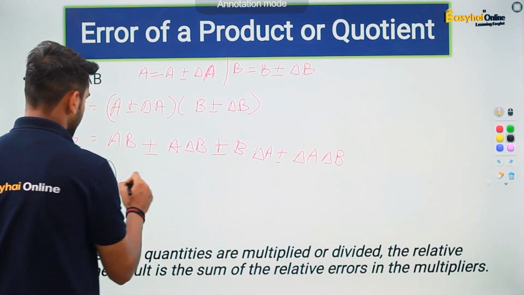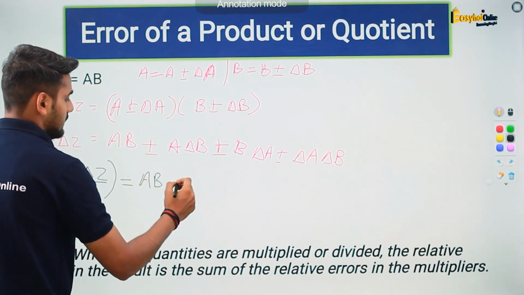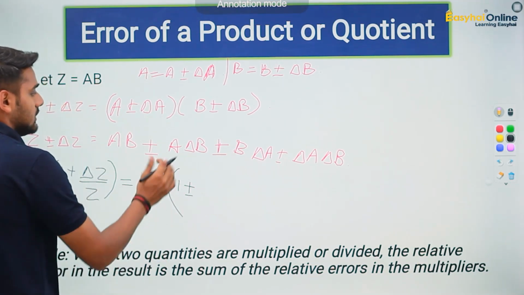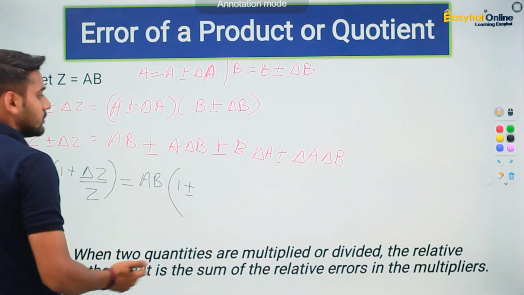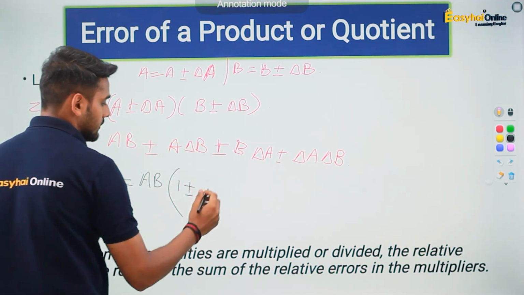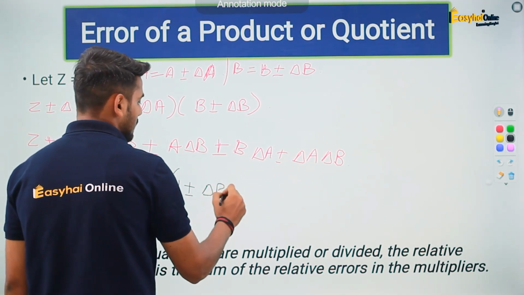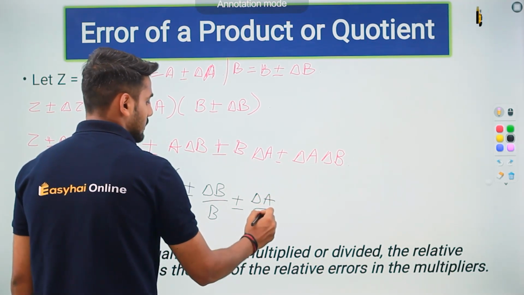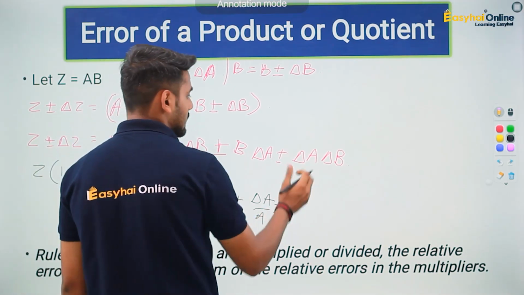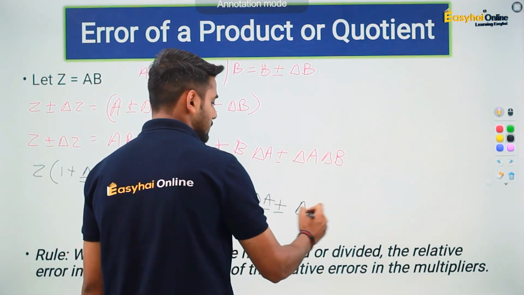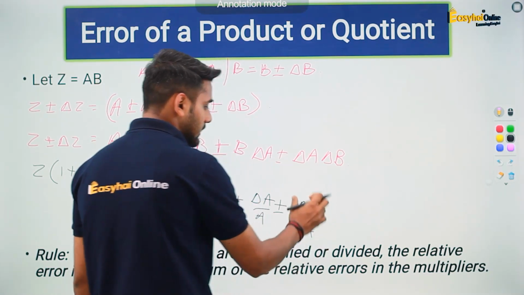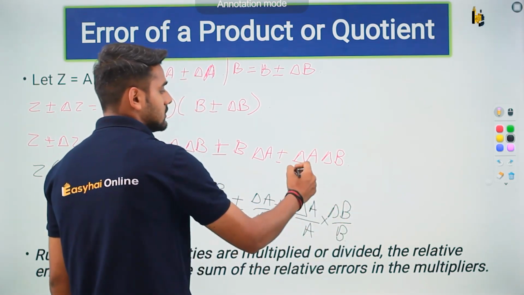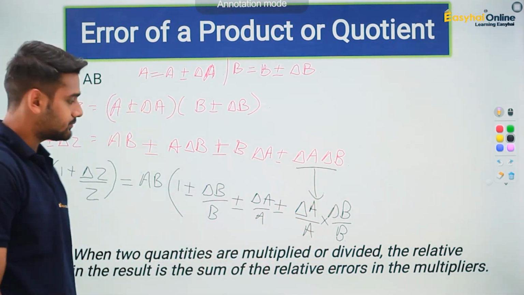So AB is common here, and the remaining thing, since AB is taken out, means here I will have 1, and then 1 plus minus A delta B. A and B are both taken common, so A is out, but here there is not B, so I'll have to divide this with B. So this is going to be equal to delta B upon B plus minus delta A upon A, plus minus, here there is neither A nor B, so this is going to be plus minus delta A upon A multiplied by delta B upon B. So these two are getting like this.